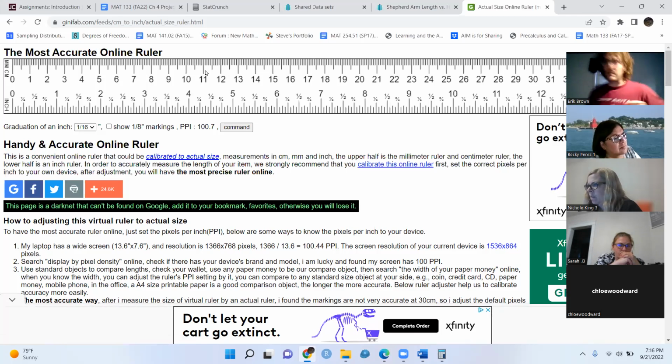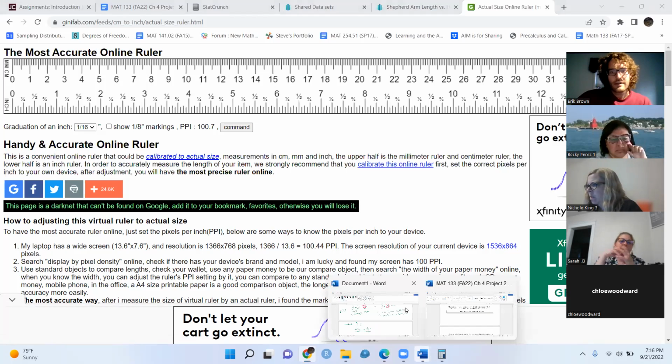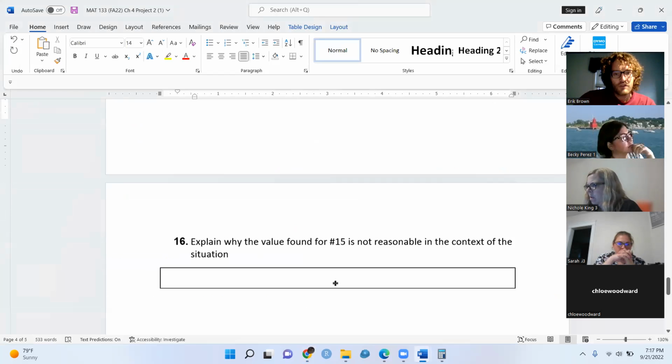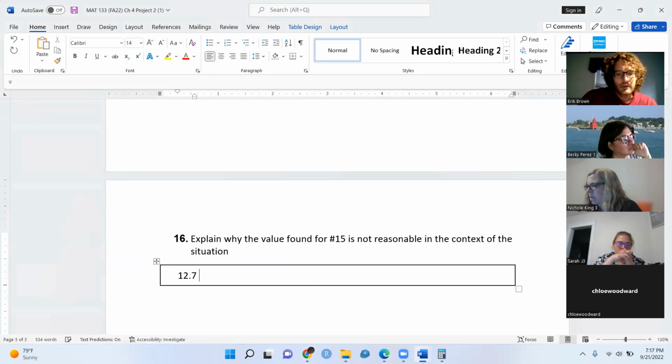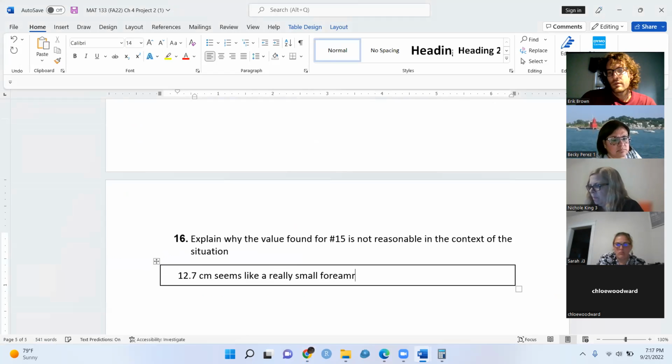That's like half my forearm. So I think that's what we're getting at here: 12.7 centimeters seems like a really small forearm, which means it's outside the scope of the model.